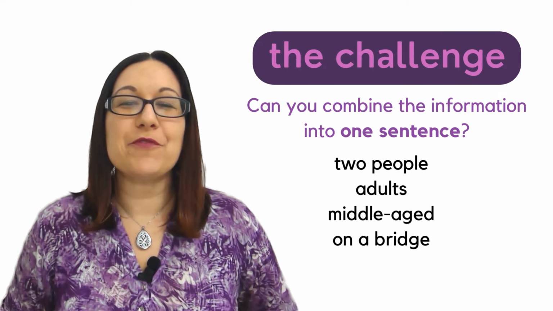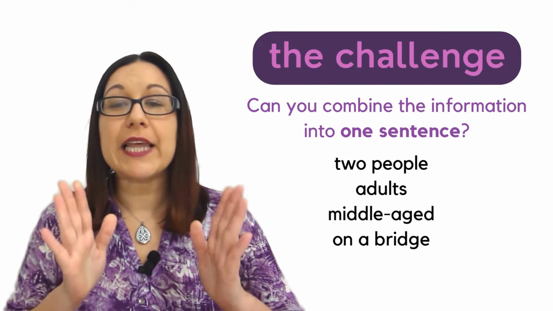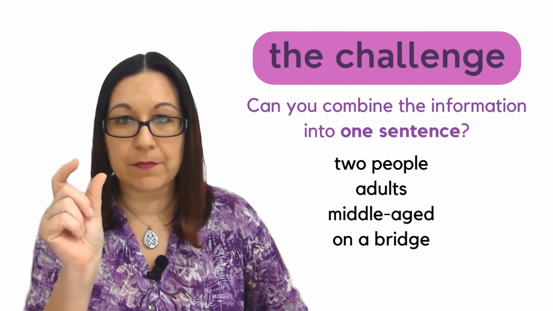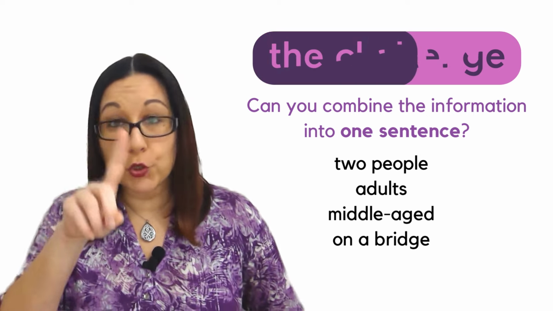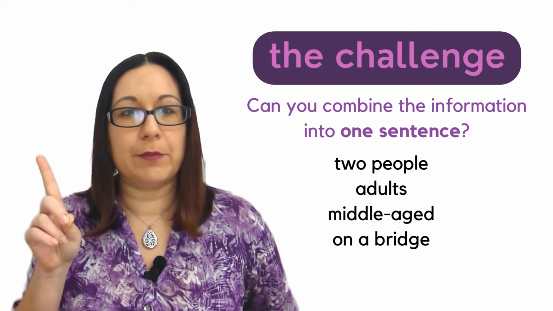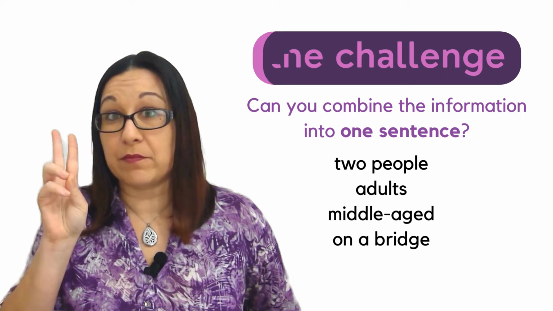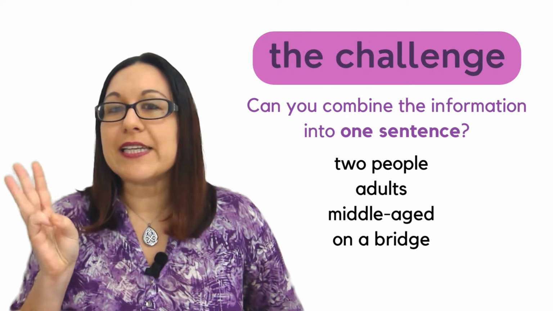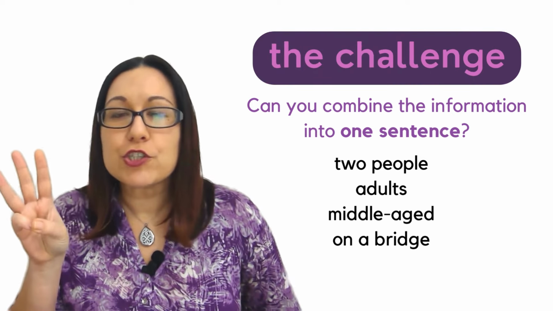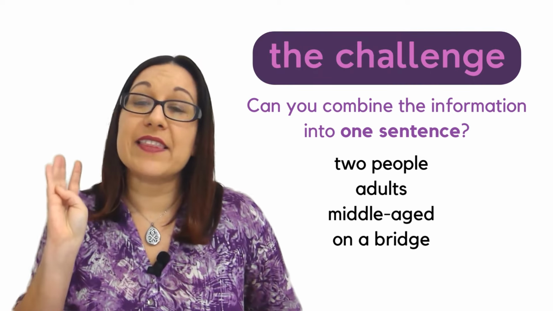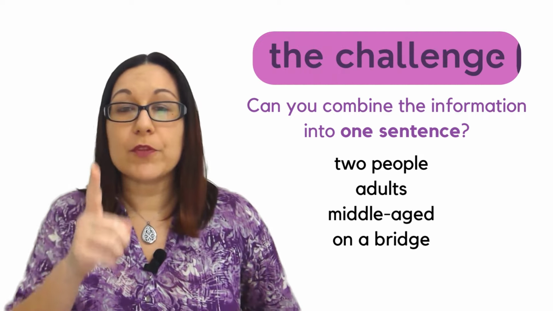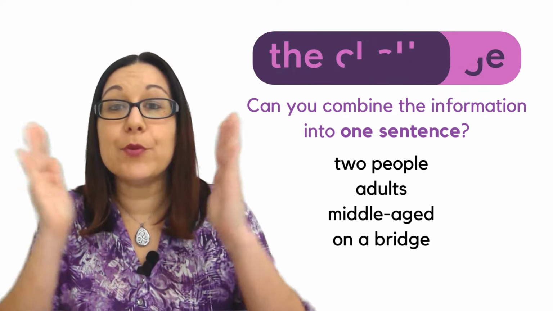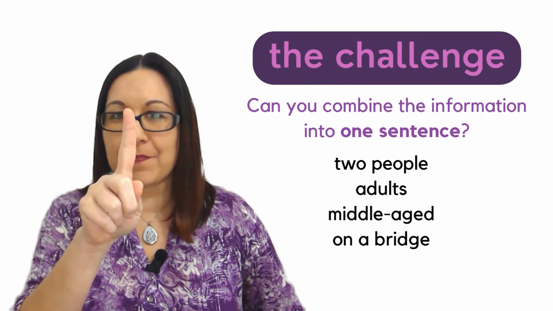Okay, so it is time for your first challenge. I would like you to take these ideas and put them into one sentence. We've got two people, not just one person, two people. We're saying that they're adults. We want to give the idea that they are middle-aged, and we want to say that they're on a bridge. So, your challenge. How many of those ideas can you take and put in one sentence?